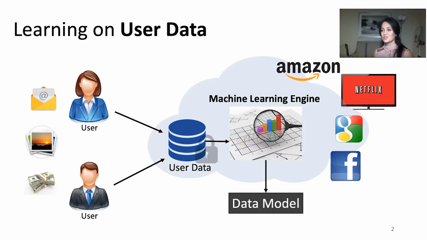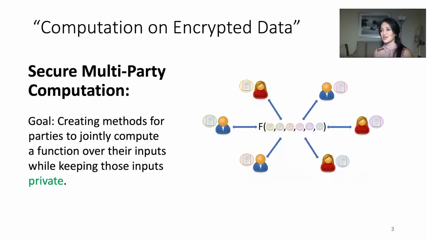One of the promising solutions to protect our data that has been around since World War II is using cryptography. But how can we still use and compute on our data while it is encrypted? Secure multiparty computation is a branch of cryptography with the goal of creating methods for parties to jointly compute a function over their inputs while keeping those inputs private. That function F can be a machine learning algorithm that parties are interested in running on their encrypted data.